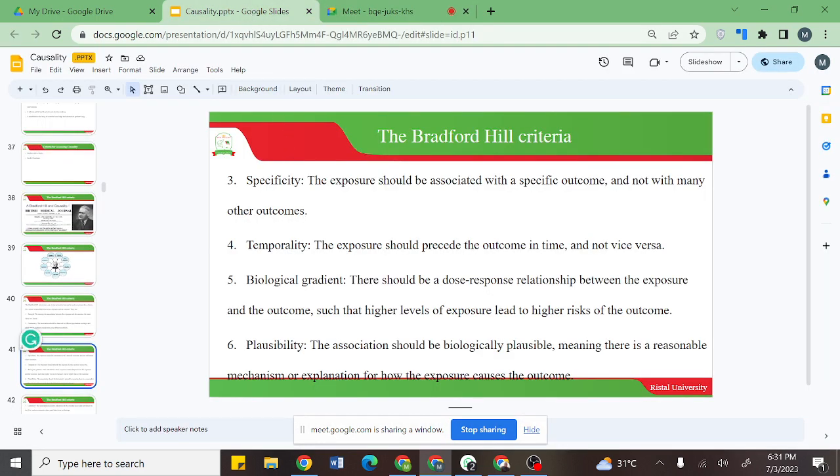So we move to the fifth one, which is plausibility. Plausibility means that the relationship between the exposure and the health outcome can be explained reasonably.